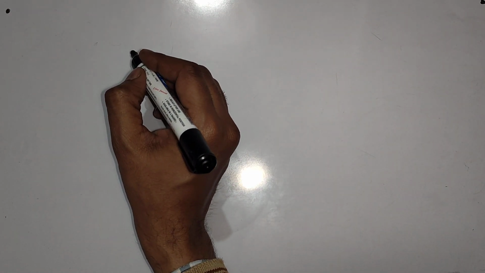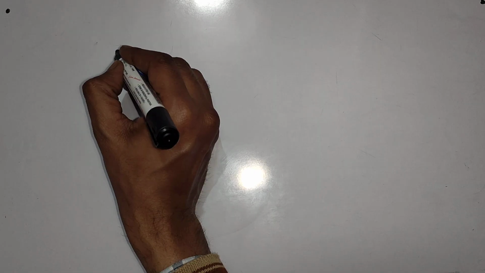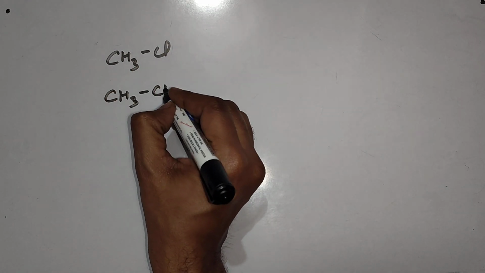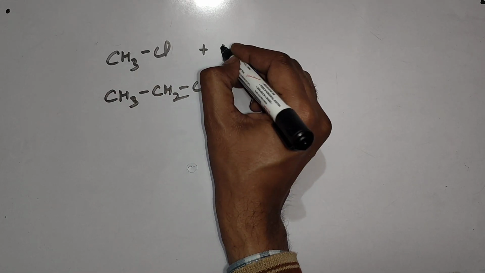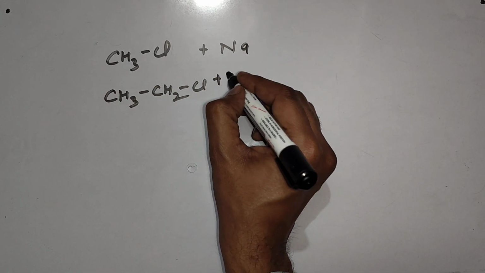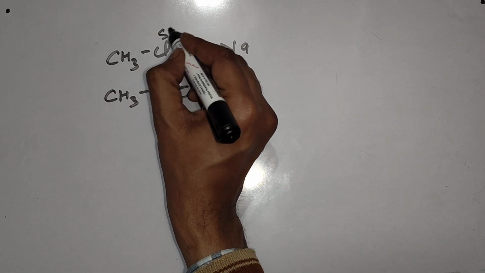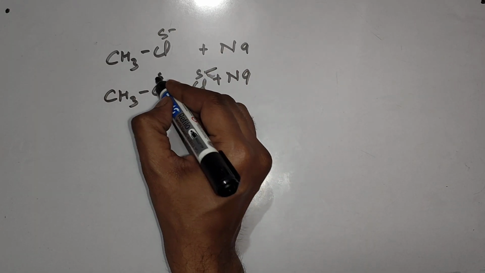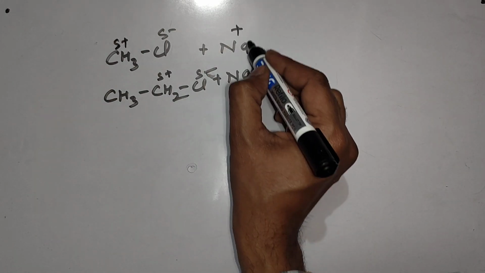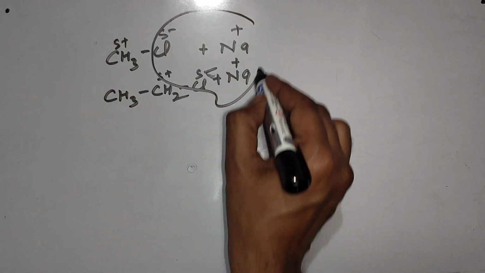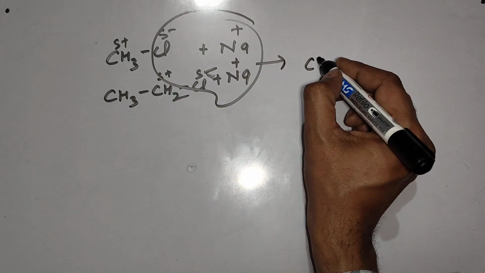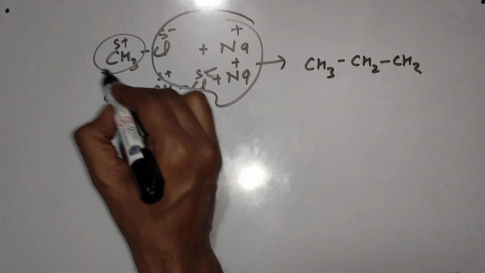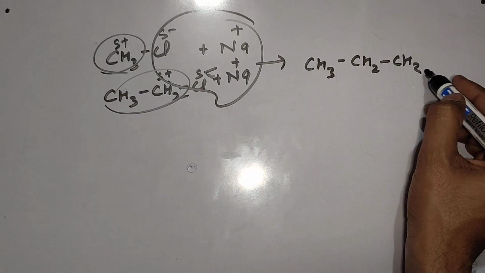Like I want to create a 3 carbon containing alkane. So one molecule I am using CH3Cl, the other molecule I am using CH3CH2Cl, and let's react them with sodium. So this is negative, this is negative, this is positive, this is positive. NaCl you will eliminate out, you will combine them, and you will say CH3, CH2, CH3 is ready. 1 carbon from here and 2 carbons from here, ready. Propane.